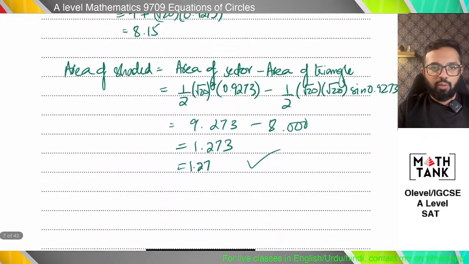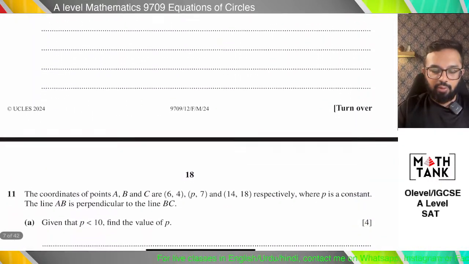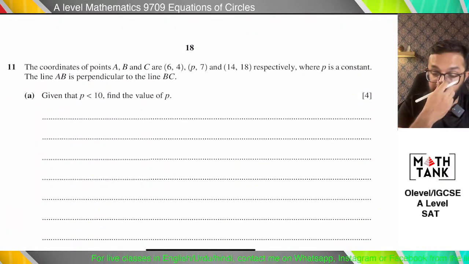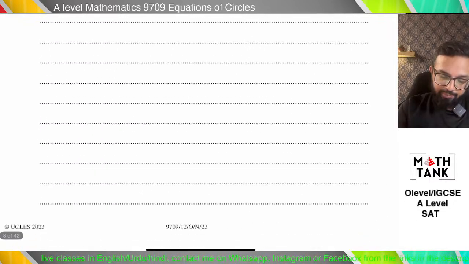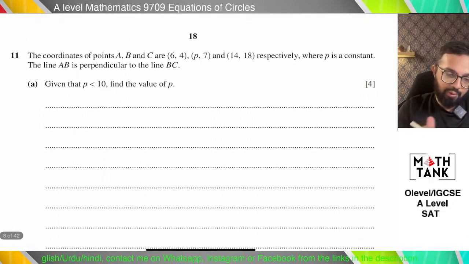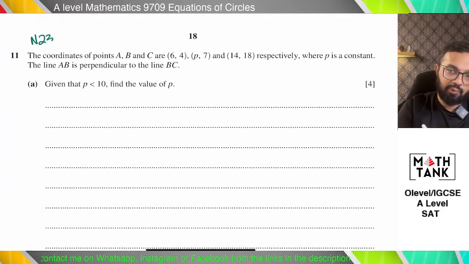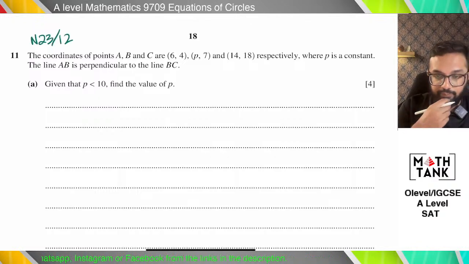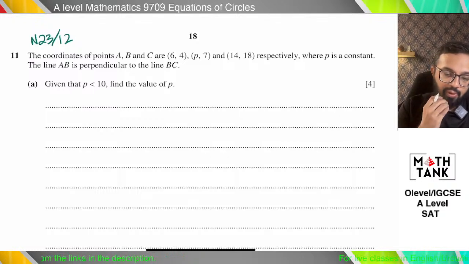Okay, moving on to the next question then. This is question number 11 from November 23, 1, 2. The coordinates of the points A, B, and C are (6, 4), (P, 7) and (14, 18) respectively, where P is a constant. The line AB is perpendicular to the line BC. Given that P is less than 10, find the value of P.